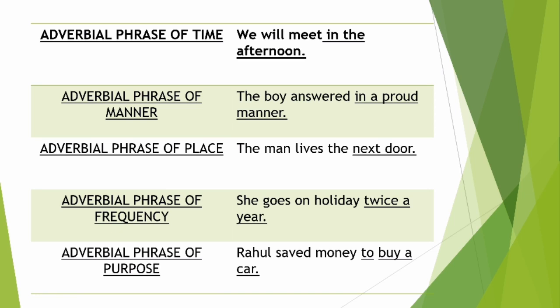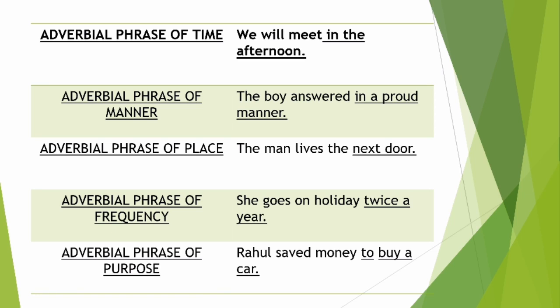Got it? In the same way, adverbial phrase of manner. Obviously, it will tell us the manner in which the action would have been done, right? And just see the example, the boy answered in a proud manner. So again, the way he answered is described. The manner in which he answered is described. So in a proud manner will be an adverbial phrase of manner because it is describing the manner and it's a phrase which is doing the work of an adverb.